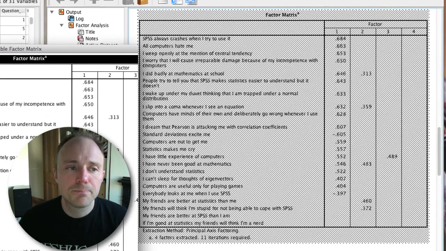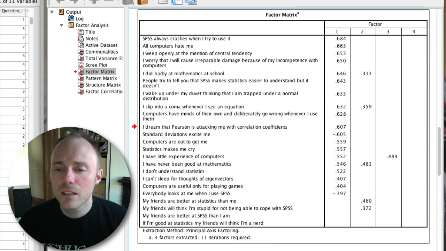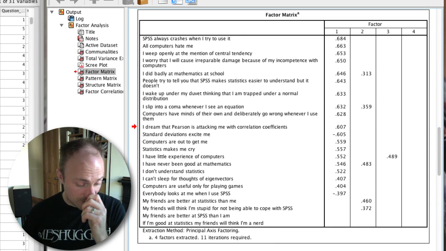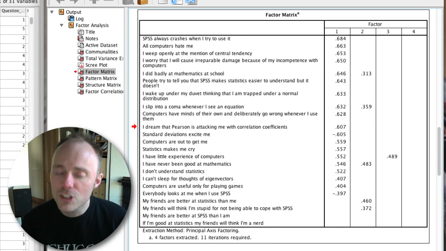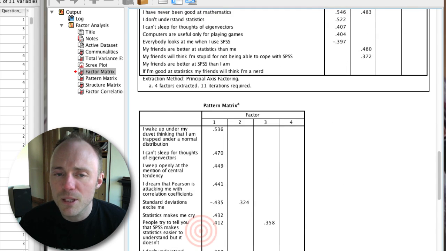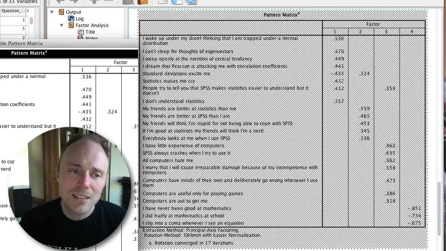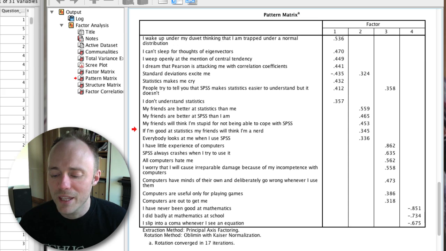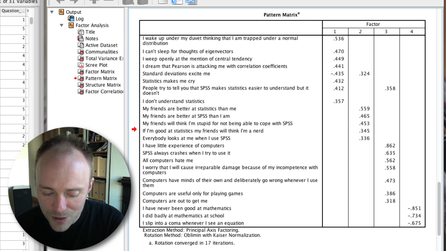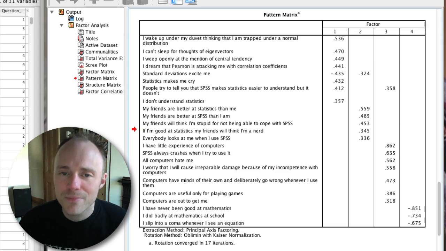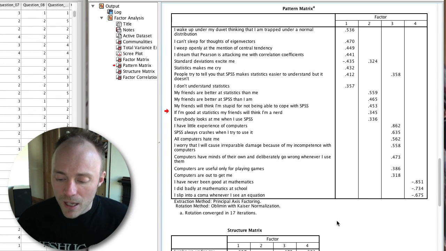Now when you've done an oblique rotation, you'll get two tables that we need to interpret. One of them's a pattern matrix and the other one's a structure matrix. It's plausible that they give you different answers, but in theory, you should pretty much see the same thing.